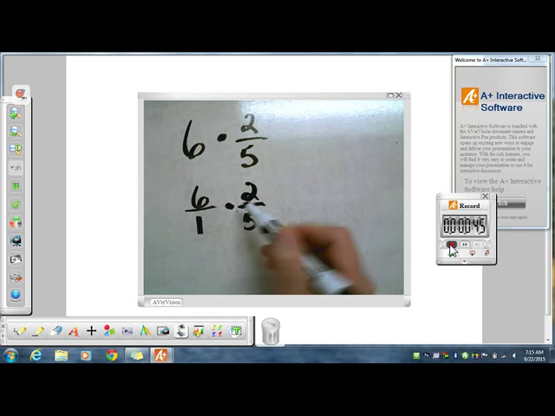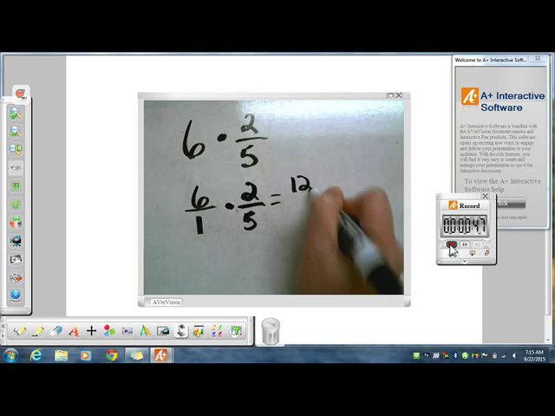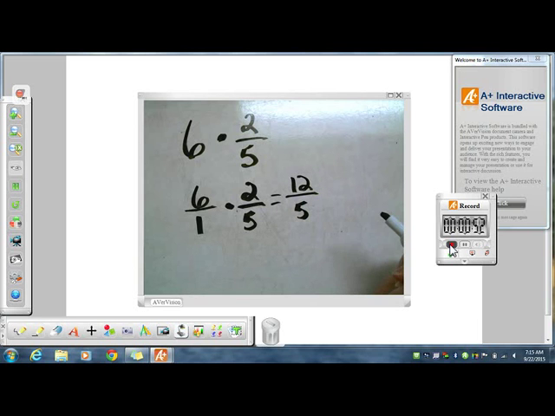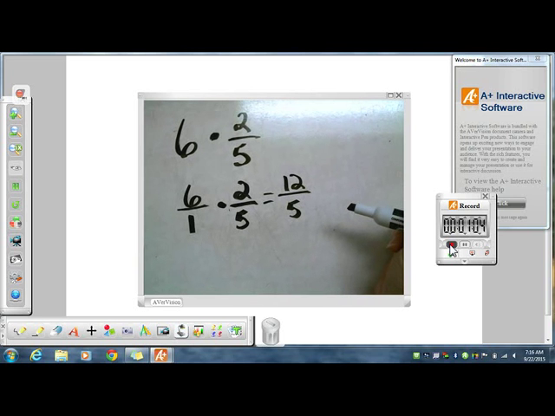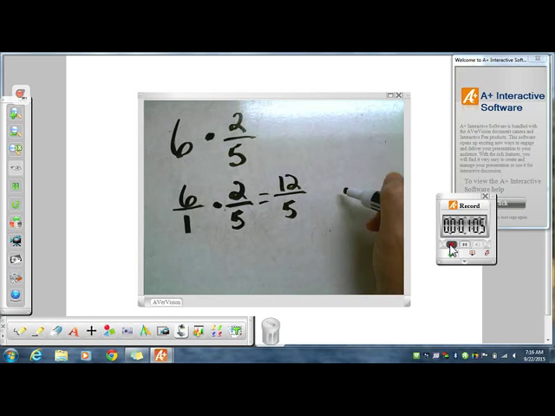6 times 2, which gives us 12. 1 times 5, which gives us 5. Now we need to determine, can we simplify? Well, there's nothing that divides evenly into both of them, but something I do notice is this is improper. My numerator is larger than my denominator. So I can change it back to a mixed number by dividing.